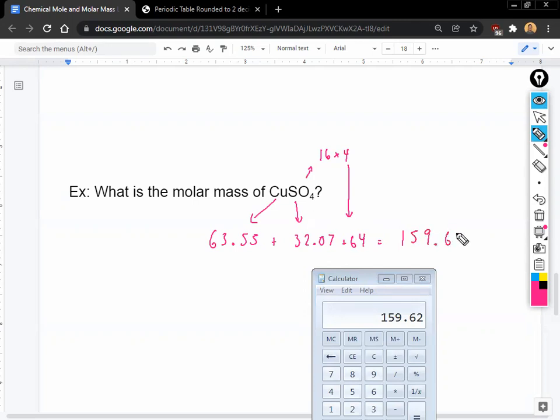Okay, and make sure that you guys write grams per mole. Yeah, don't forget the unit of measurement. So on your assignments and your labs and stuff going forward, if you don't write grams per mole, you will not get credit for that answer. You have to give me a unit of measurement, okay?